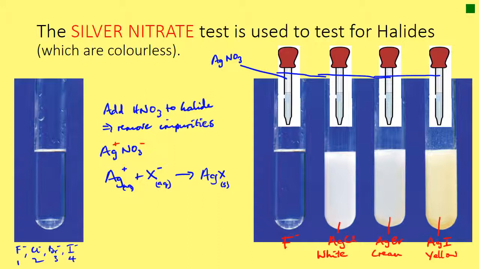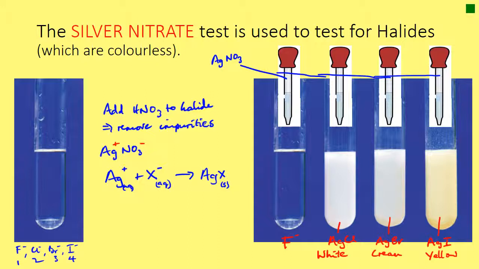Here's a little question for you. Why wouldn't you use hydrochloric acid instead of nitric acid? Well, hopefully you spotted the fact that if you used hydrochloric acid, you're adding chloride ions, which might completely muck up your results. So we don't use hydrochloric acid, we use nitric acid, and that just removes the impurities. After we've done that, we're going to add a few drops of silver nitrate solution.